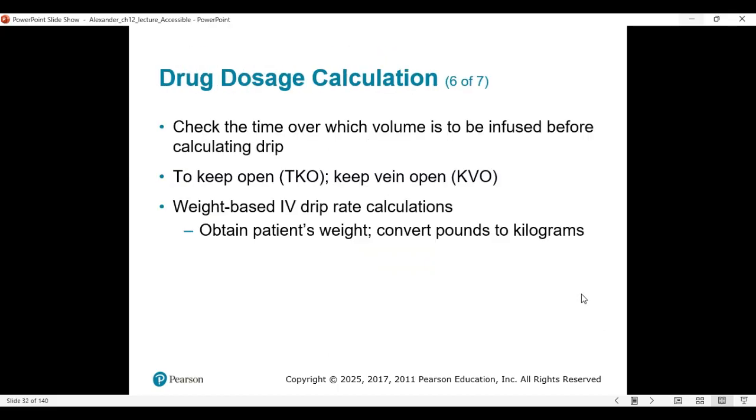Here's a nice picture of it. TKO is to keep open. KVO, keep vein open. That's usually about 30 ml an hour. Converting pounds to kilograms, well, like I said, we're going to talk about drug calculations. We're going to make it a separate slide.